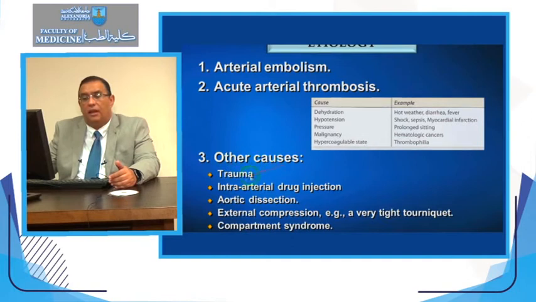Other causes are trauma, intra-arterial drug injection, aortic dissection, external compression by a very tight tourniquet, compartment syndrome, and extensive iliofemoral DVT. In extensive iliofemoral DVT, which is called phlegmasia cerulea dolens, there is increased or complete occlusion of the venous side of the circulation leading to closure of the capillaries and arterioles, leading to a sort of acute ischemia. Compartment syndrome after trauma is due to increased pressure inside the compartment, compressing the vessels and leading to acute ischemia, or external compression by a tight tourniquet or cast.